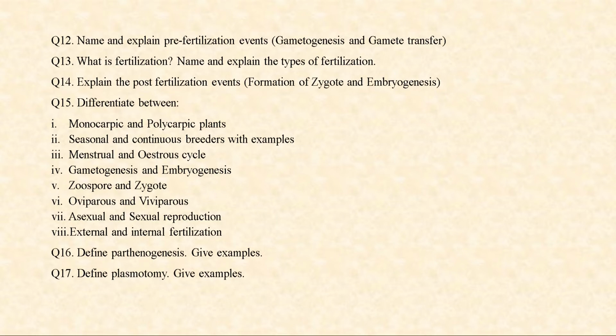Then name and explain pre-fertilization events like gametogenesis and gamete transfer. Then what do you mean by fertilization? Name and explain the different types of fertilization. Then explain the post-fertilization events like formation of zygote and embryogenesis. Then the differences again: monocarpic and polycarpic plants, seasonal and continuous breeders with examples, menstrual and estrous cycle.